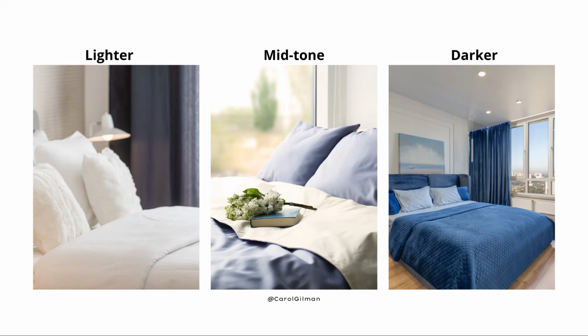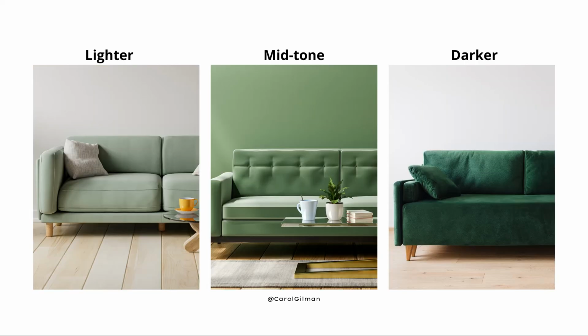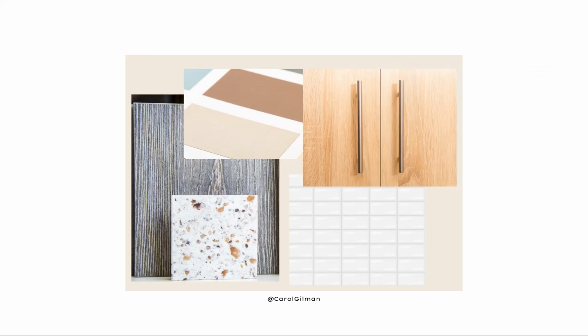And value is an important component when you are making a decision about materials. You'll want to think about how light you want your bedding to be, or how dark you want your sofa to be. Or in a larger project, maybe you're redoing your bathroom or your kitchen. You'll want to think about how light or dark you want your cabinets to be, and your countertop, your flooring, your walls, everything that goes into that room. You'll want to think about the lightness and darkness of all of those different materials and how all of those will work together to create a balanced look.